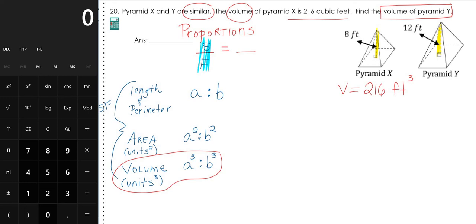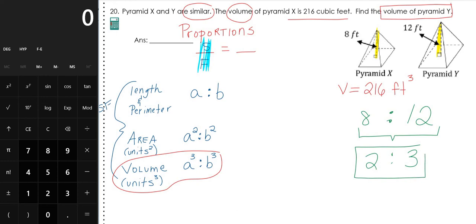Now I'm going to take those side lengths, or heights in this case, and I'm going to simplify them. So I'm going to write down 8 to 12. And I'm going to simplify that because that is not in simplest form, that ratio. You can divide both sides by 4. So I'm going to simplify it to be 2 to 3. This is my scale factor, A to B. Now we've already decided that our scale factor A to B has to be cubed because we're talking about volume.